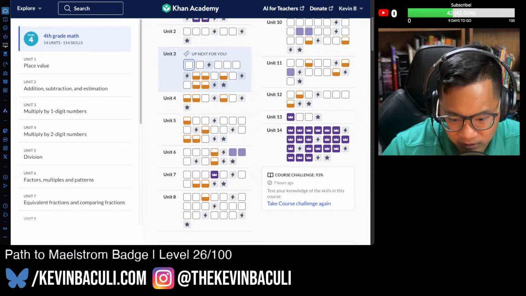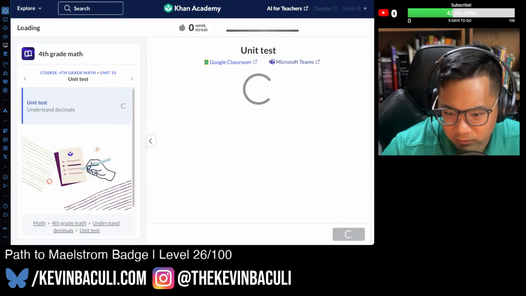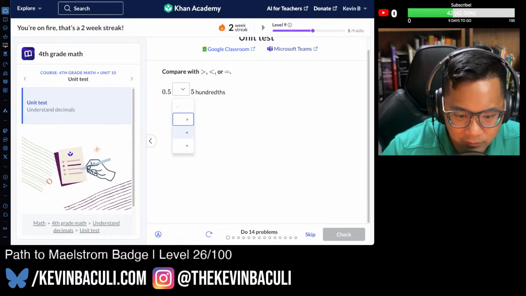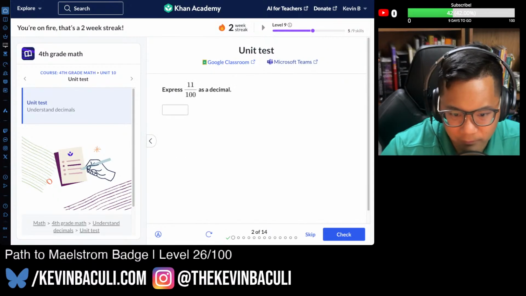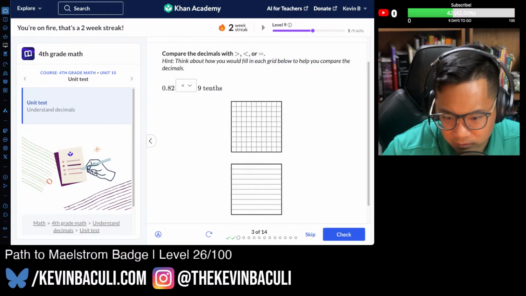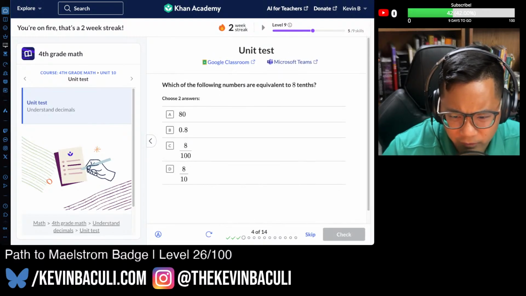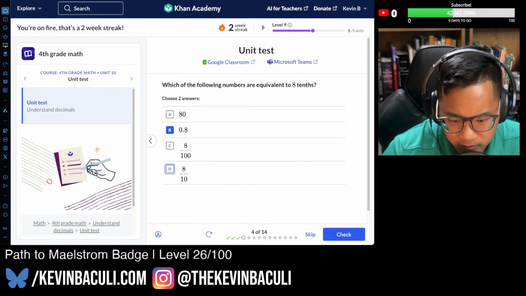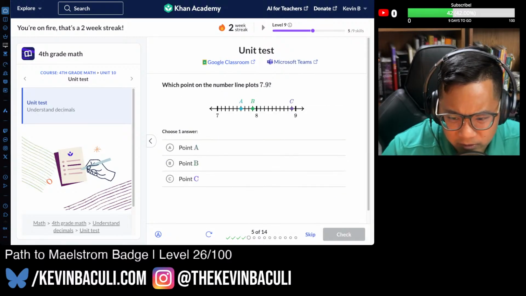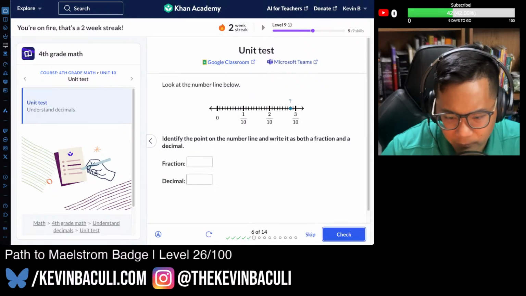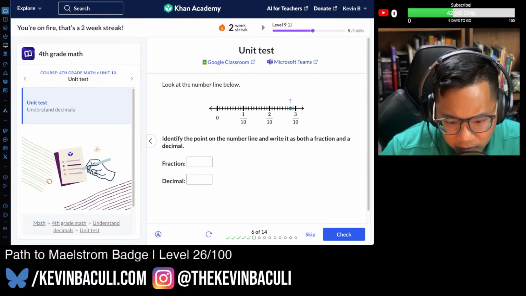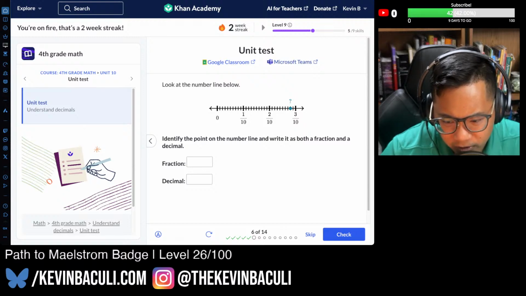Okay, unit 10 is a little longer. Let's go 0.5. It's bigger. It's decimal. 9/10. Which of the following numbers is equivalent to 8/10? Which point on the number line plots 7.9? Look at the number line below. Identify the point on the number line and write it as both a fraction and a decimal.